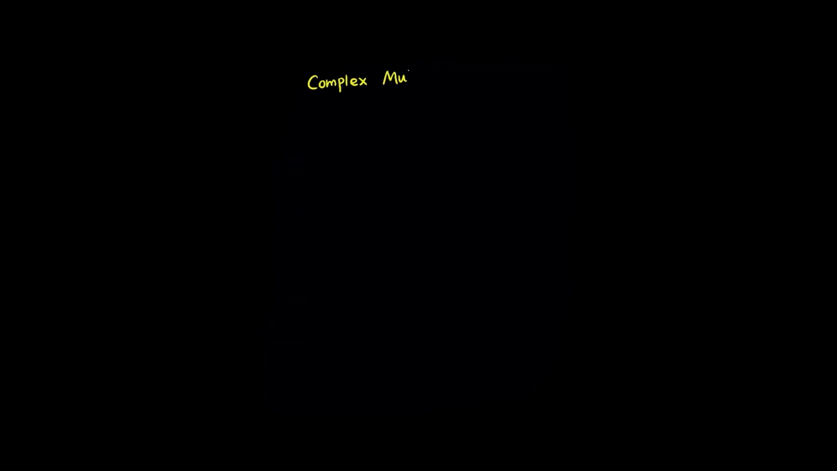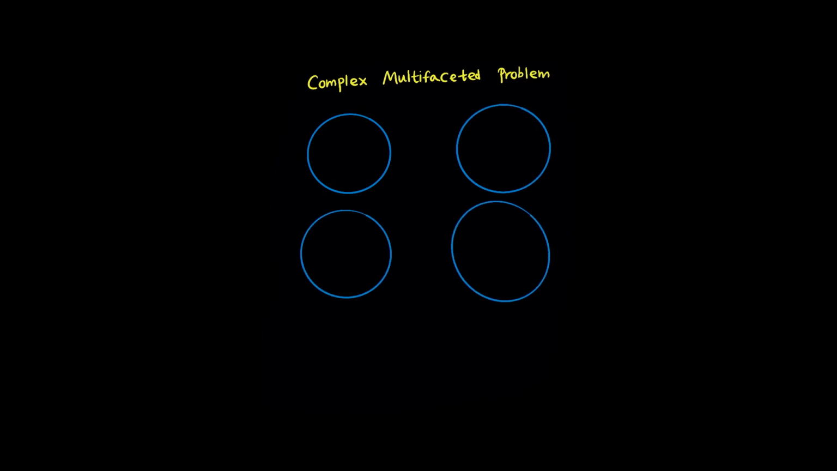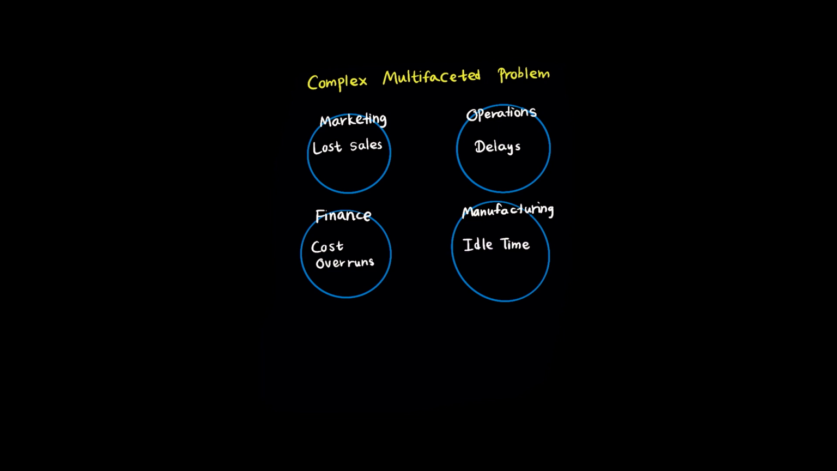Here's a complex business challenge. Imagine a problem affecting marketing, operations, finance, and manufacturing all at once. Maybe it's a supply chain disruption rippling through every department differently. Single department metrics would miss the big picture. Marketing sees lost sales, operations sees delays, finance sees cost overruns, manufacturing sees idle time. Isolated mathematical models can't capture these interconnections.